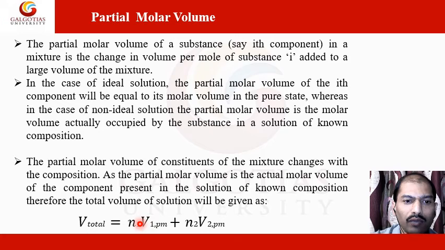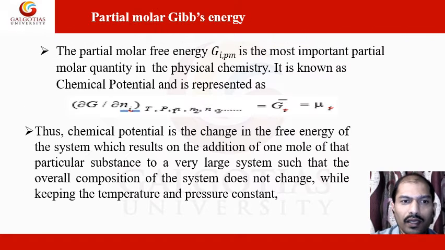Like, suppose n1 moles of some particular component, which we designate as n1, have their volume, and similarly n2 moles of another component have their volume, and once you add these, that makes the total volume of the mixture. So this needs to be kept in mind.